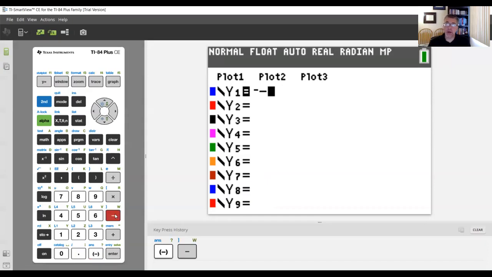The calculator does differentiate between the negative sign and the minus sign. So please keep that in mind. So if I wanted a negative x squared, I would use the negative sign. I'm just going to hit delete on the minus sign that I included here. So I hit the delete key and that gets rid of the minus sign, but it keeps the negative sign.